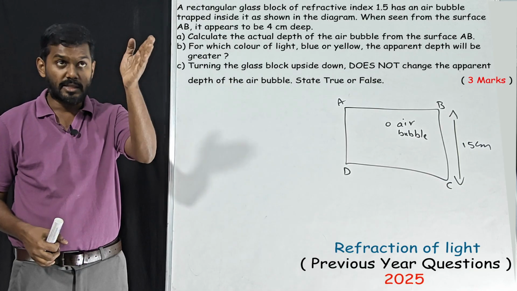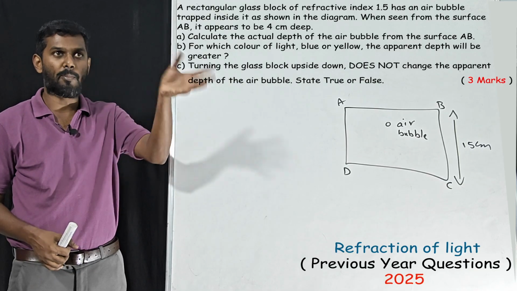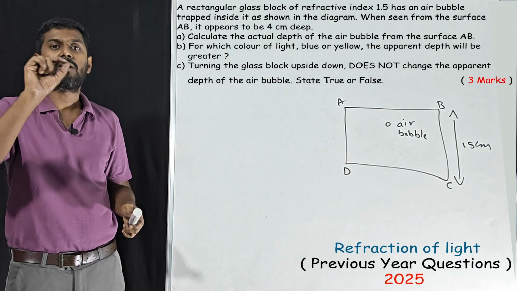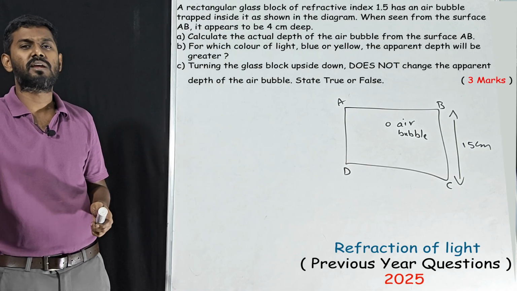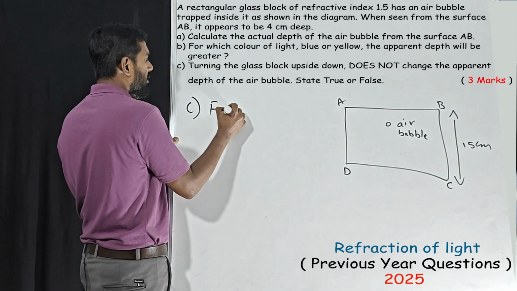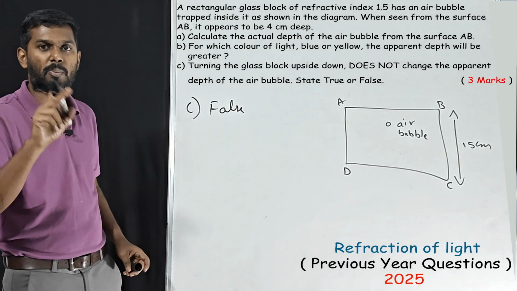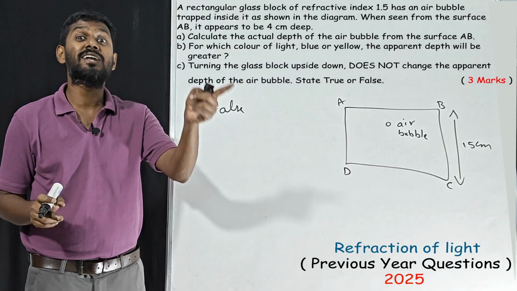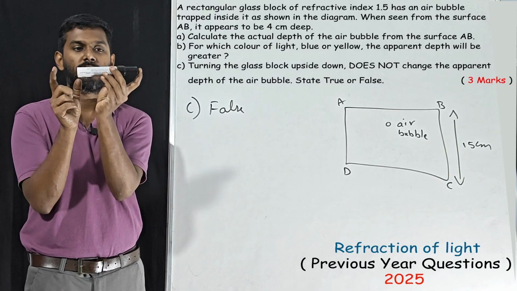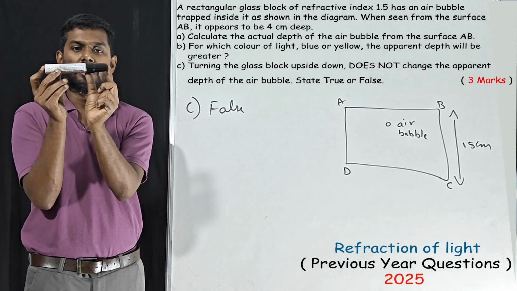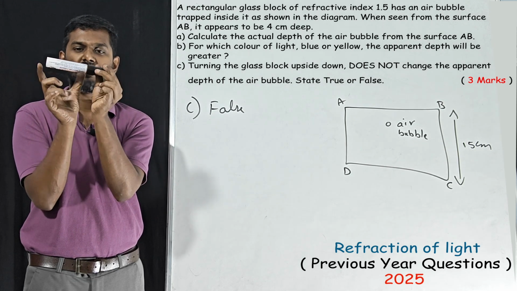Now they are giving this statement: when you flip it, it does not change the apparent depth of the air bubble. State true or false. They are just asking us to state true or false. So it is false. It will change. The apparent depth and shift both will get interchanged, but the real depth remains the same. What is real depth? The complete thickness, correct? The complete thickness is nothing but the real depth. This is apparent depth and this is shift.